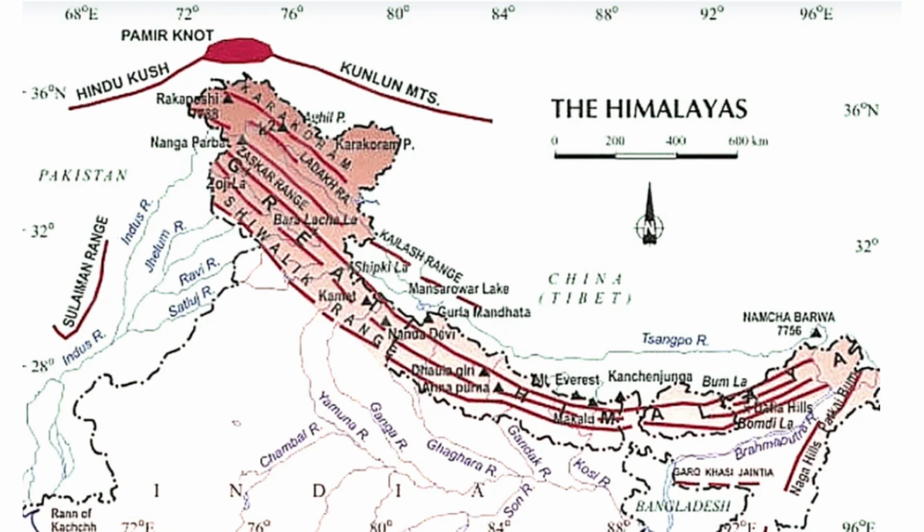So the Greater Himalayas are the topmost part, and here is the range of the Greater Himalayas. It stretches from Nanga Parbat in the west to Namcha Barwa in the east. So this is the view of the Himalaya.